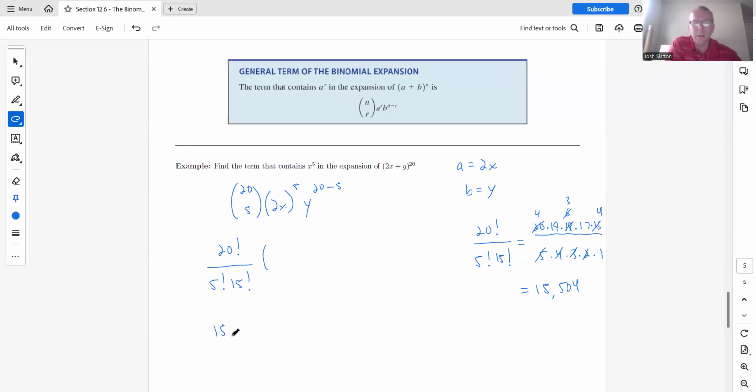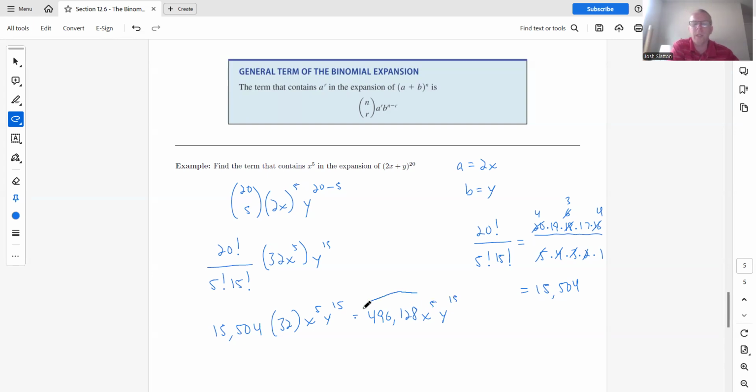2x, so we'll write this down here. And actually, well, 2x to the fifth. So 2 to the fifth is 32. x to the fifth, and then y to the 15th. So we have 15,504 times 32, x to the fifth, y to the 15th. And now we just have to multiply 15,504 times 32, and we get 496,128 x to the fifth, y to the 15th.